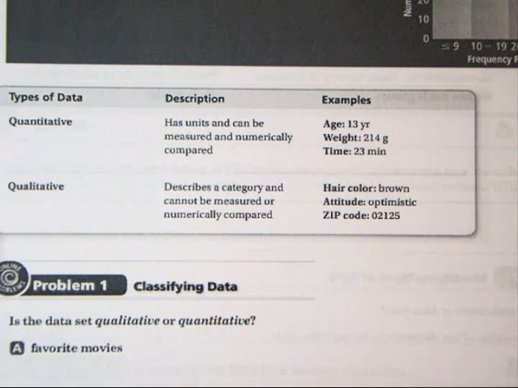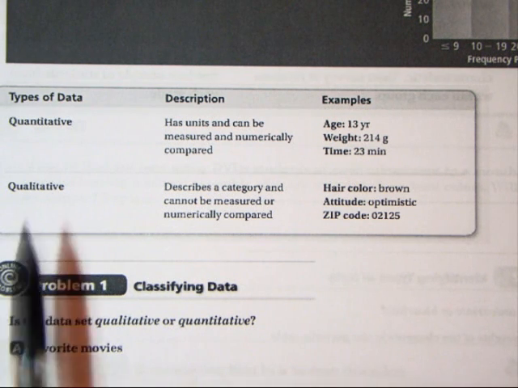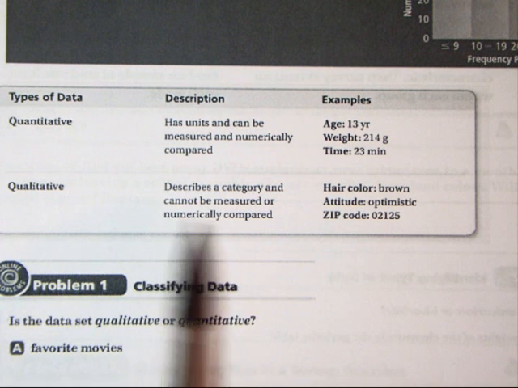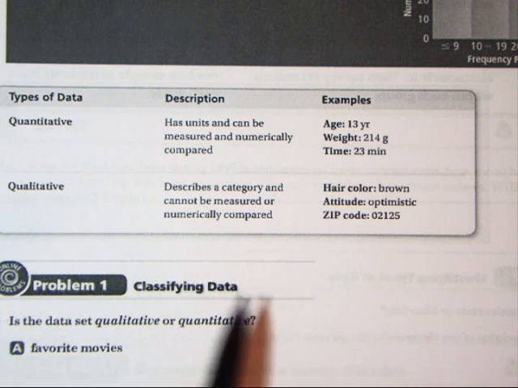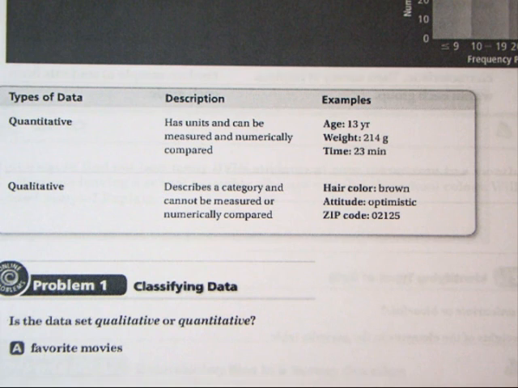And then there's qualitative. Qualitative describes a category and cannot be measured or numerically compared. For example, if you take a survey and you say, how many students have brown hair? How many students have red hair? That can't really be numerically measured. You know, attitude, are you optimistic or pessimistic? You can't really measure that.